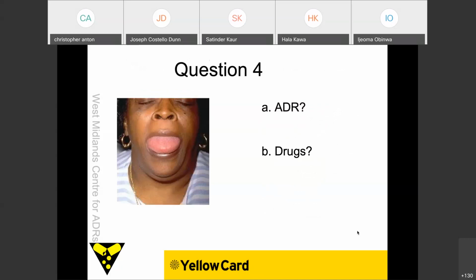So another question here. Does anyone know what the adverse drug reaction here is called and what sort of drugs can cause it? So the answer here is that angioedema is the adverse drug reaction, and a drug that is, well, not commonly, but a drug that's associated with angioedema are ACE inhibitors.